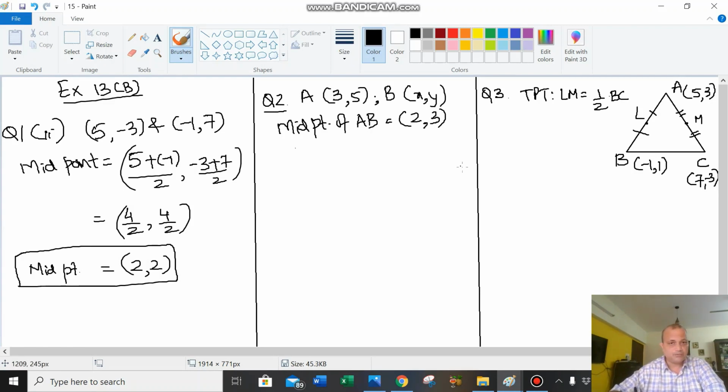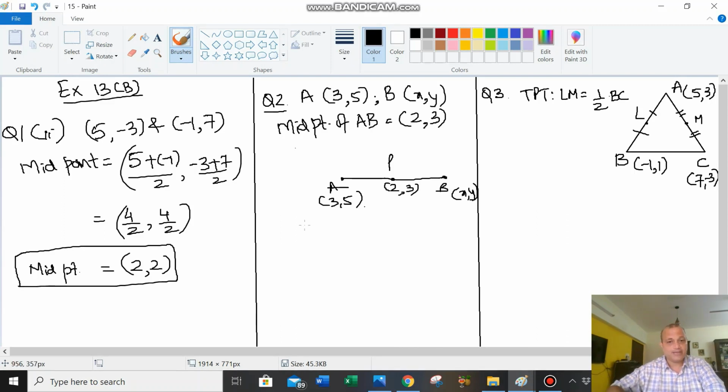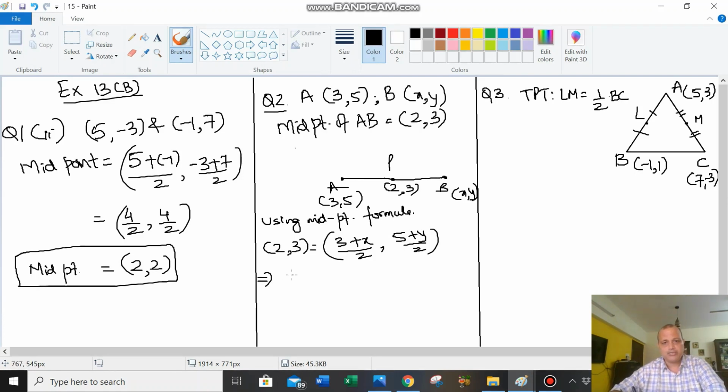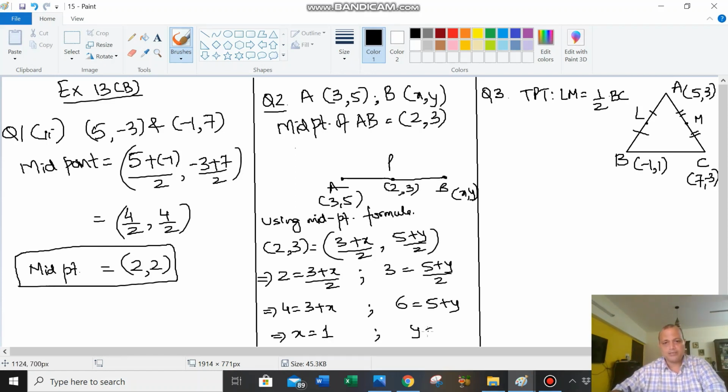Let's look at question number 2. Question number 2 says points A and B have the following coordinates, and this time the midpoint is given. So this is A, this is B, and the midpoint, let's say P. This is (2, 3), this is (3, 5), and this is (x, y). We need to find the values of x and y. So using the midpoint formula, I know (2, 3) will be equal to ((3 plus x) upon 2, (5 plus y) upon 2). Let's take these two equations separately. It should get us some answer. 2 is equal to (3 plus x) upon 2 and 3 is equal to (5 plus y) upon 2. Let's cross multiply. It gives me 4 is equal to 3 plus x and 6 is equal to 5 plus y, which means x is equal to 1 and y is equal to 1.